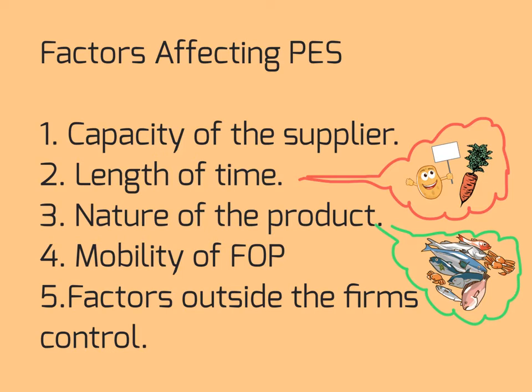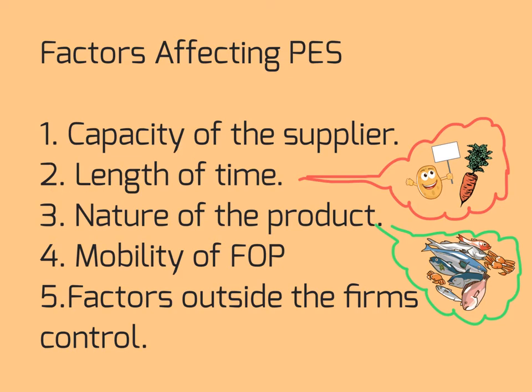The first is the capacity of the supplier. If the firm is operating at full capacity, then it may not be able to increase supply in response to the price rise. If this is the case, supply would be inelastic.